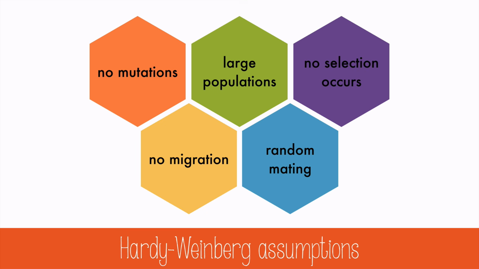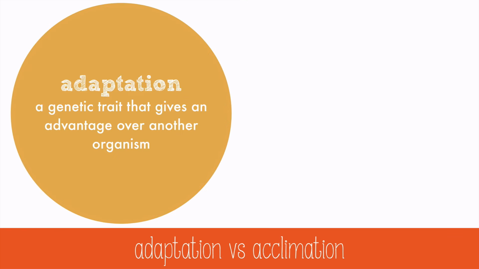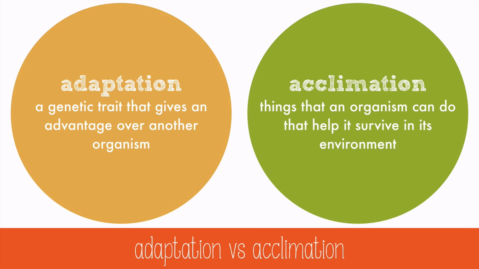Now, obviously, it's nearly impossible to have a population that follows the Hardy-Weinberg assumptions, which means that populations are changing and evolving on the microevolution scale. When an individual has a genetic trait that gives them an advantage over another organism, it's called an adaptation. The key to adaptations is that the organism is born with it, and they don't have to learn it. It's genetic. Acclimations are also called acquired traits, and they're things that an organism can do to help it survive in the environment. These are not genetic and can be learned.